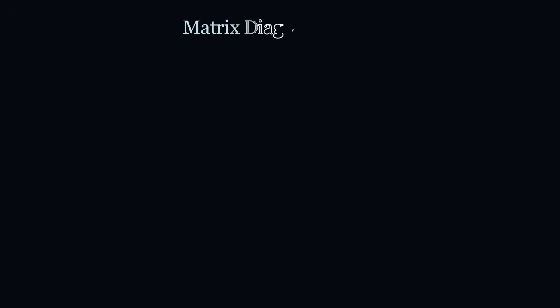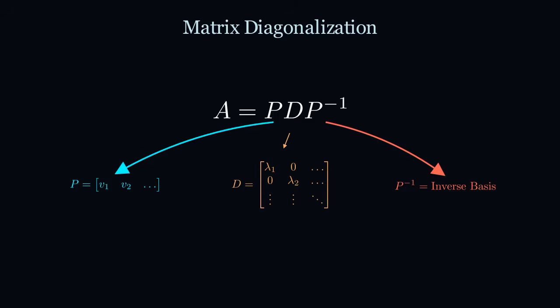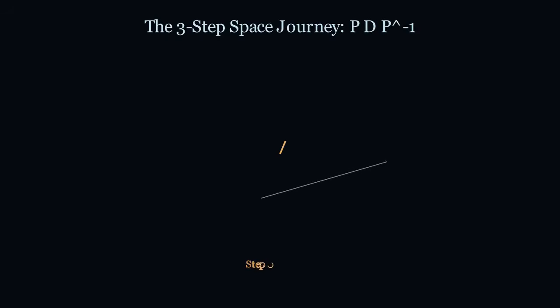With our eigenvectors and eigenvalues calculated, we can assemble them to dismantle the matrix A. If we group the eigenvectors into a matrix P and place the corresponding eigenvalues along the diagonal of a matrix D, we can write our original transformation as A equals P D P inverse. This process is called diagonalization. Geometrically, it means we are changing our perspective, or our coordinate basis, to align perfectly with the eigenvectors, making the complex spatial transformation of A incredibly simple to calculate.